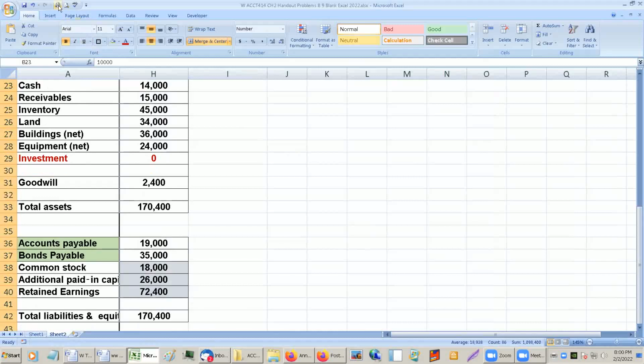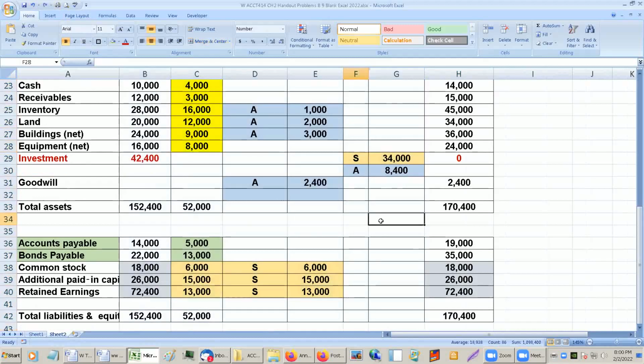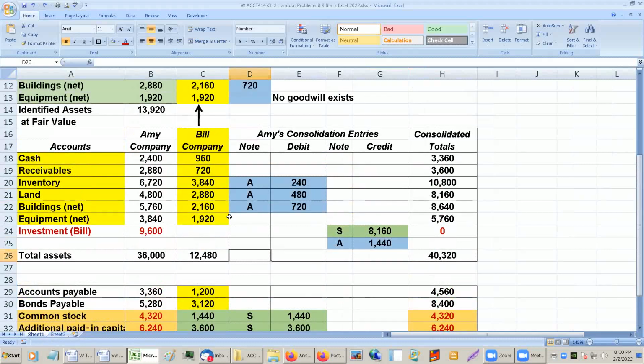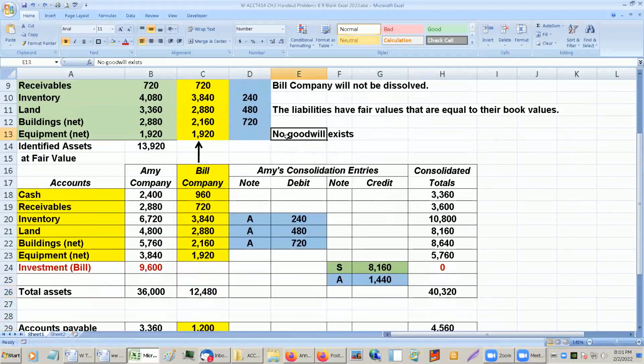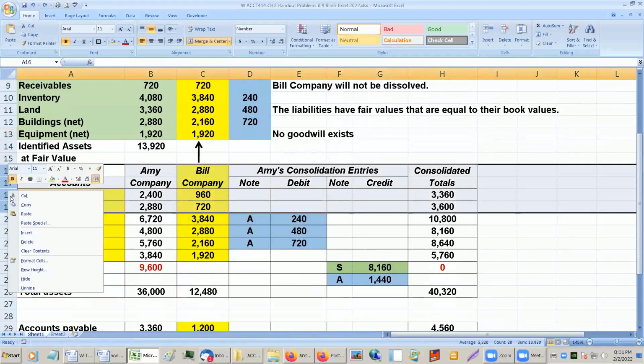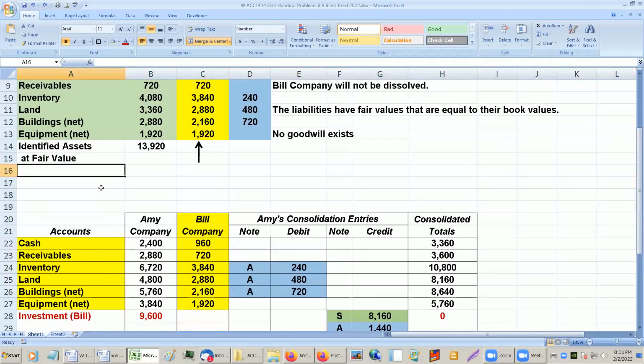I have a question. For the first problem that we solved, we didn't have net asset at fair value. Why are we having that one here? Because this one says no goodwill exists. We can prove this out though. Okay, I get it now. Well, it's an excellent question.